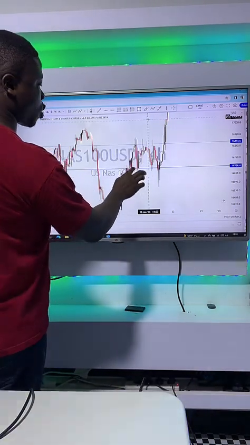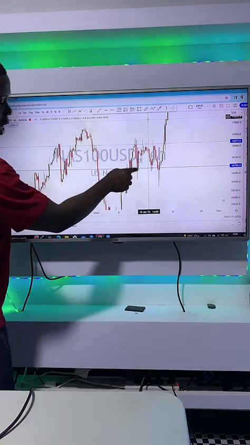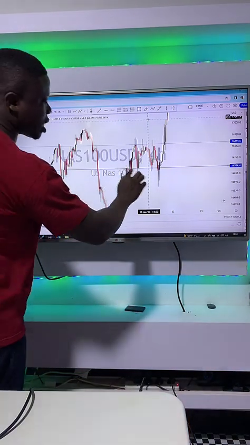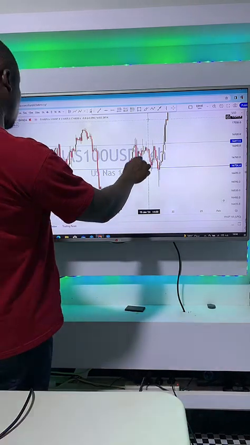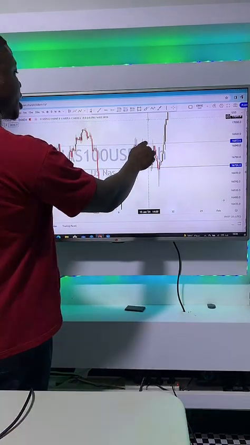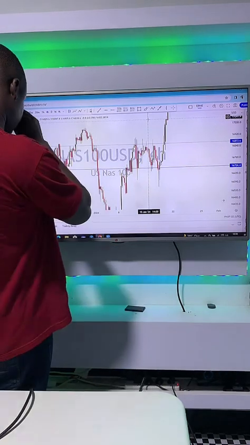The market came back to the support it respected. Look at the wick, but it still respected, closing on the zone. It went all the way up, and then you can't see the candle colors.